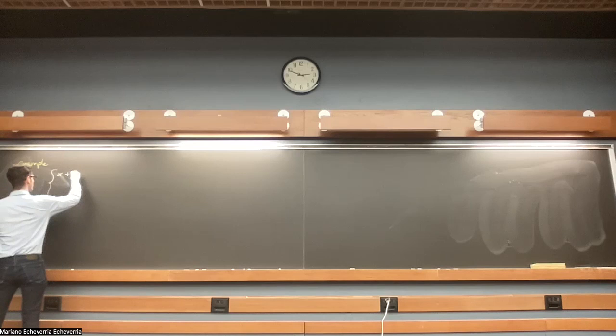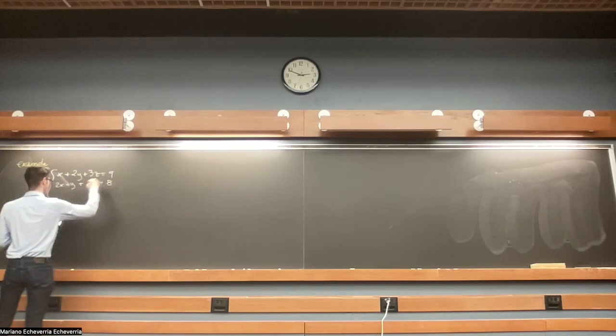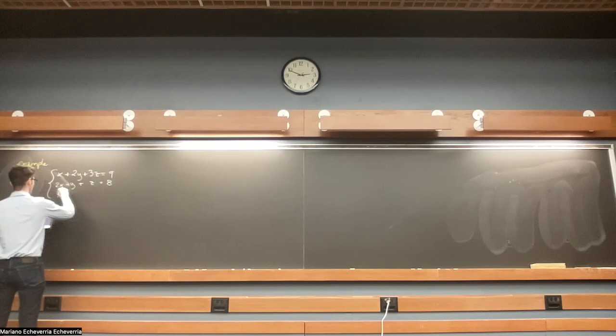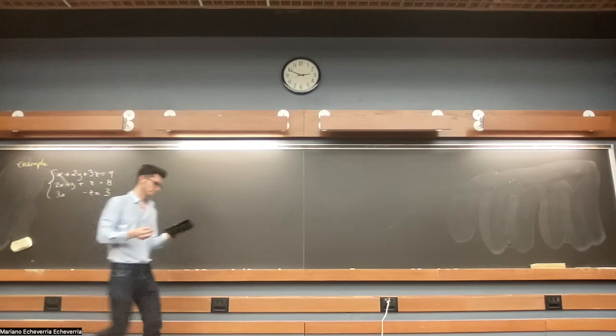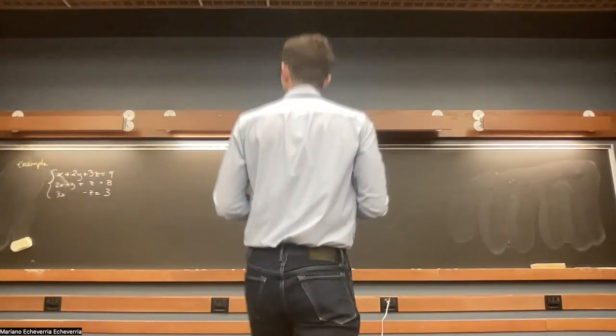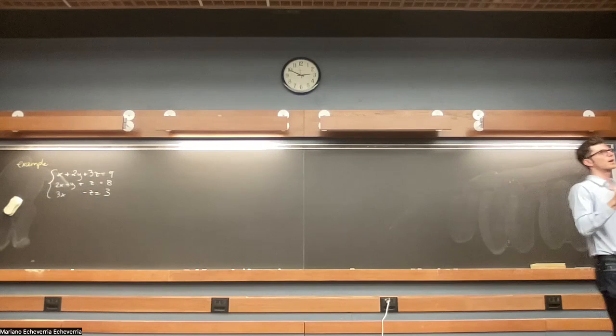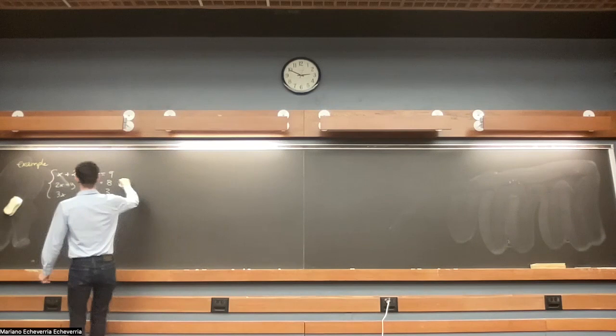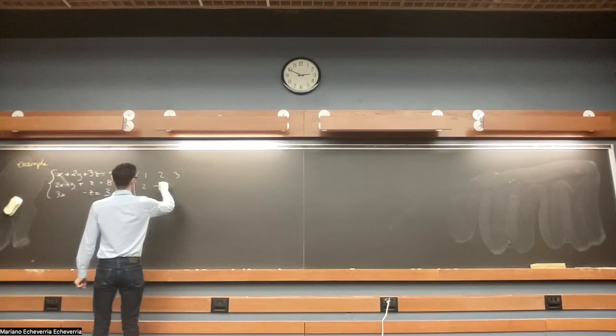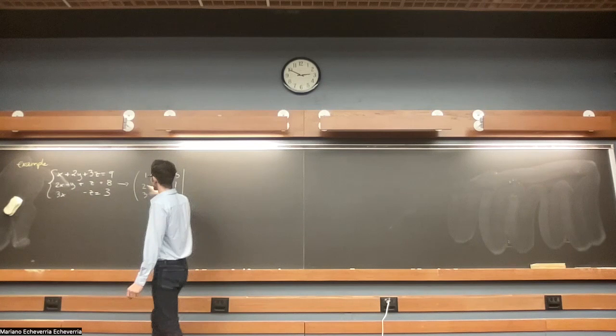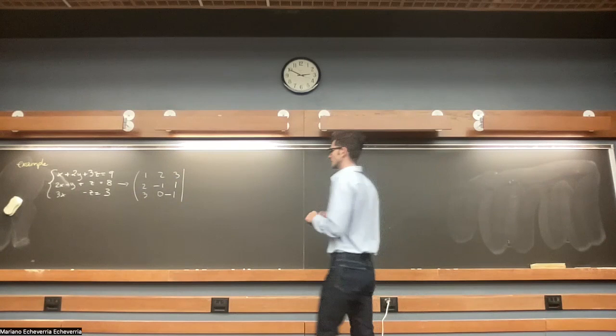x plus 2y plus 3z equals 9. Then 2x minus y plus z equals 8, and then 3x minus z equals 3. Okay. So again, the idea with all these systems is that we just turn it into a matrix. So this becomes 1, 2, 3, 2, -1, 1, 3, 0, -1, and it's augmented with the numbers on the right-hand side of the equation. Sorry, 9, 8, 3.